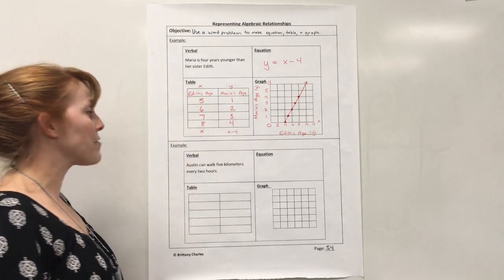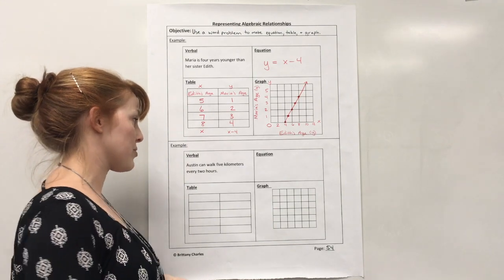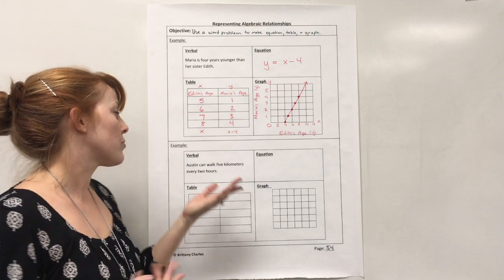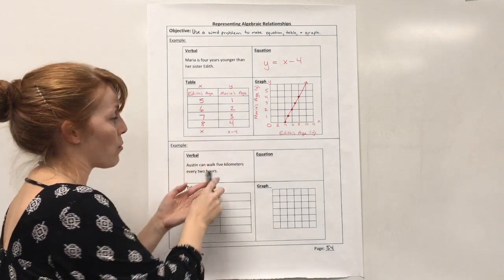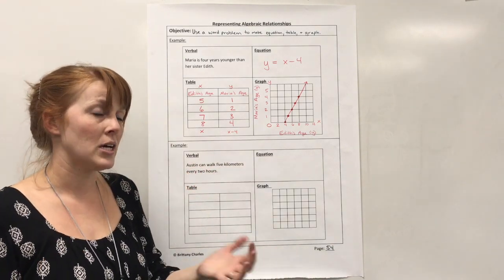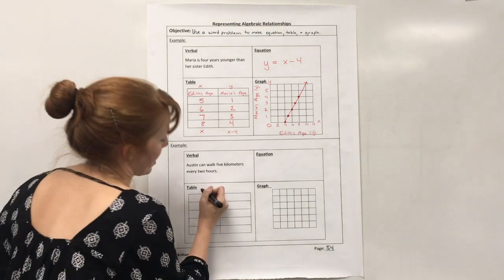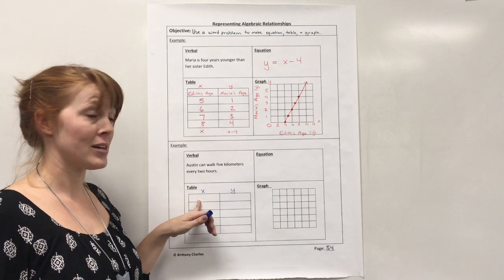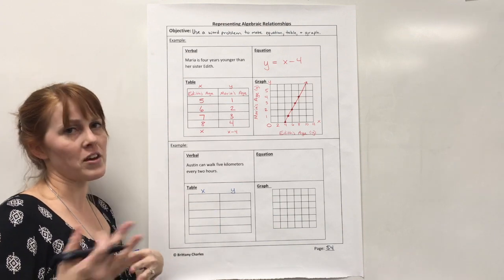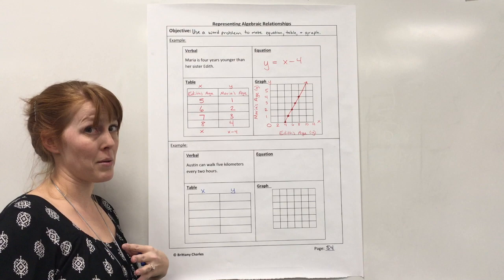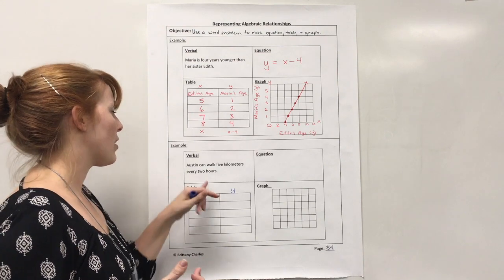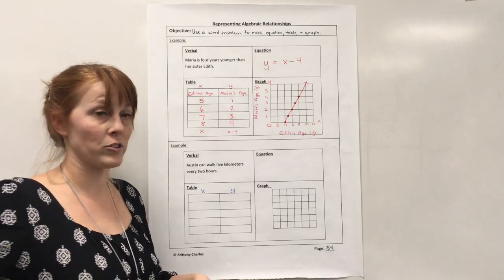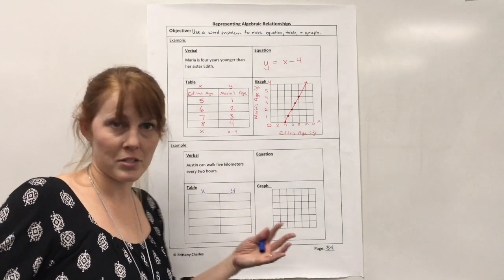Austin can walk 5 kilometers every 2 hours. All right, well, what are my two variables here? What are the two things I'm talking about? Well, I'm talking about kilometers and hours, which means distance and time. So which one would be my x and which one would be my y? Remember, x is always independent. So would I know how far they have gone, or would I know the time first? Which one would come first? Well, I would need to know the time first, and then I could calculate how far they have traveled, okay? Assuming they're going at constant speed.